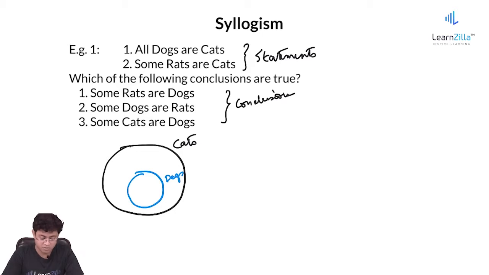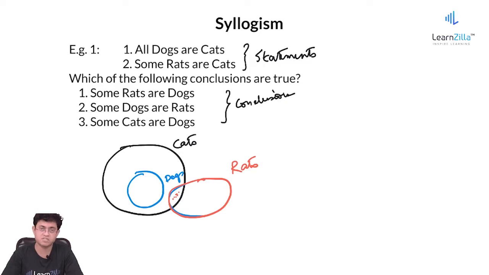Correct. Now the second one says some cats are rats. Minimum overlap. So we'll make one more. Maybe I should use a different color. This represents rats. So there are some rats which are actually cats. So this is the basic diagram.